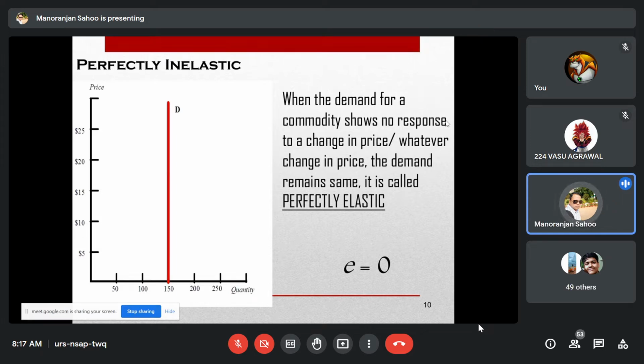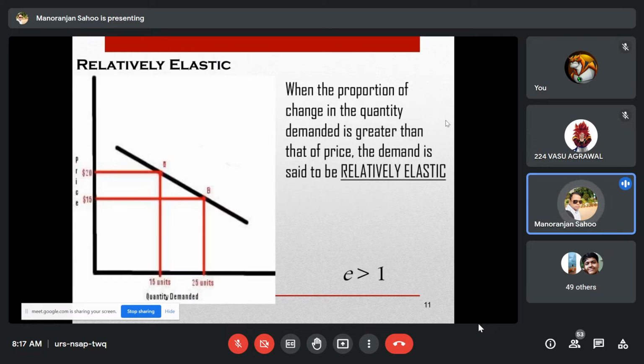So these two sound good theoretically, but in practice it will be relatively elastic demand and relatively inelastic demand. Relatively elastic means for a small change in the price, there will be a large change in the quantity demanded. In this case, the demand curve will be a little flatter.